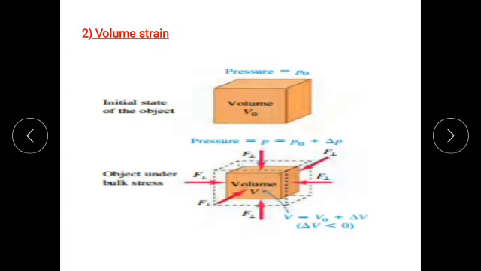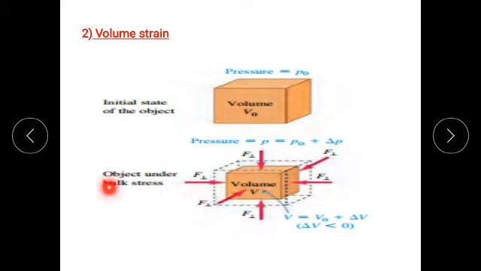The second type is volume strain. Here consider the example of a box. When force is not applied, this is the original volume of the box. This is the initial state of the object. But when pressure is applied from any side, the body gets compressed, and that means there is a change in volume, which is a decrease in volume.